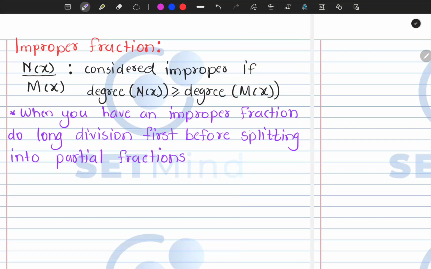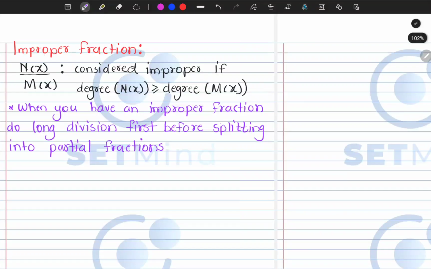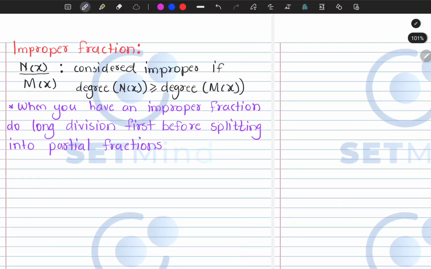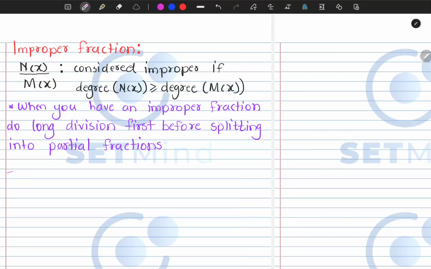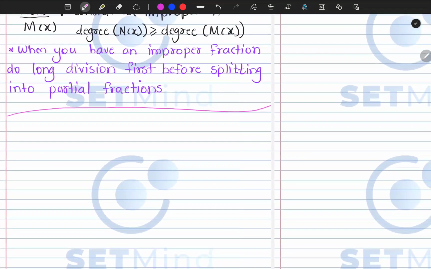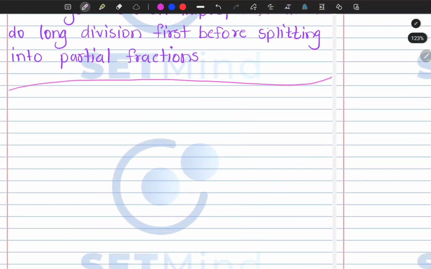This note here is very important, which is that when you have an improper fraction, you must make sure that you do long division first before you even start doing your partial fractions. So what we are going to do is look at the general partial fractions form, which is what you should understand, and then we'll dive into examples and see how we solve specific problems.